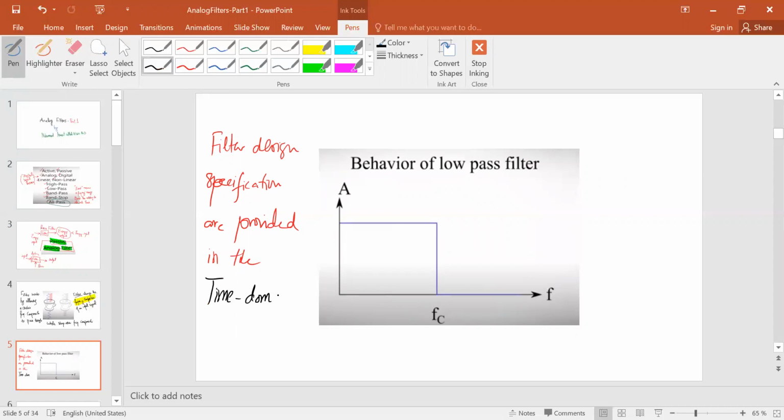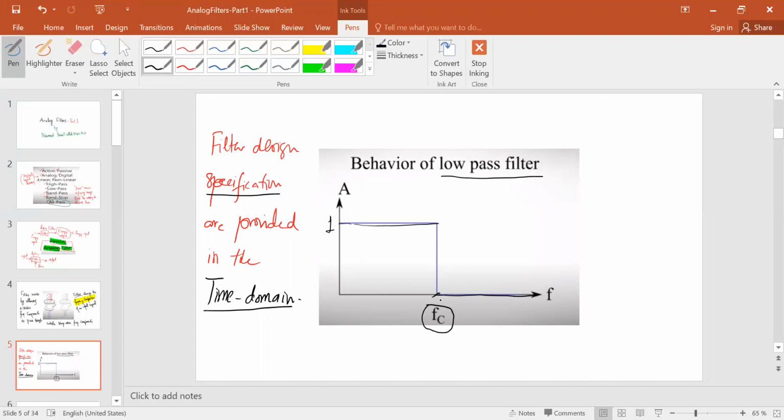So here is one such specification given for a low pass filter. Low pass, as the name suggests, is a filter which will pass the low frequencies and stop the high frequencies. We have what is called a corner frequency, which is the barrier. Before that barrier in frequency, we have a constant amplitude. We are allowing all the frequencies to pass. As soon as the corner frequency comes, then we give zero amplitude. So this is what we want.